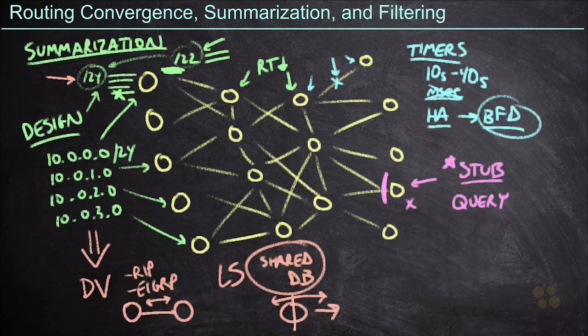Now, this is a topic that can be a whole lot deeper and take a whole lot more time to study and think about. But the key point to take away here is that when we're talking about link state protocols, summarization can only happen at area boundaries, whereas with distance vector protocols, we can summarize readily between routers.